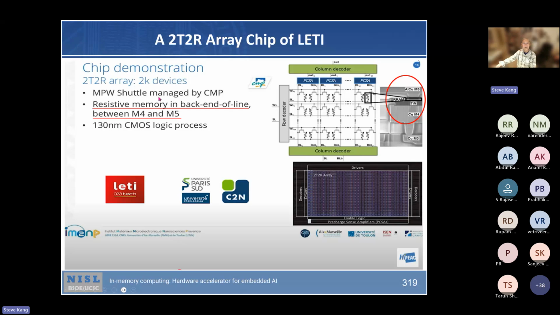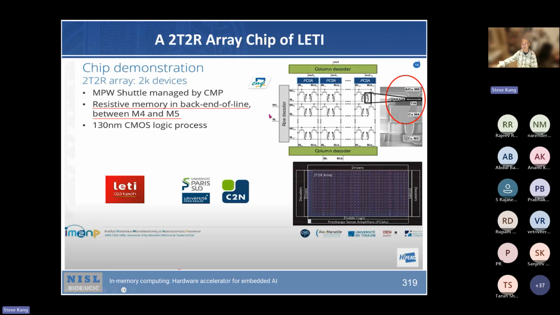So we talk about the variation, right? The question is, if 1T1R has a variation, can you use a 2T2R? That's interesting work done by a French group, LETI, this research institute, with the resistive memory in the back end of line between M4 and M5. They fabricated this in a 130 nanometer CMOS logic process.